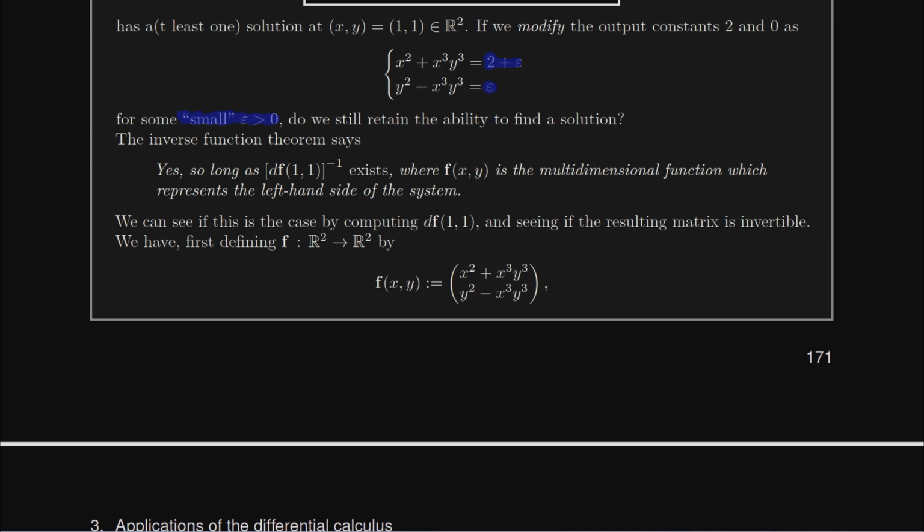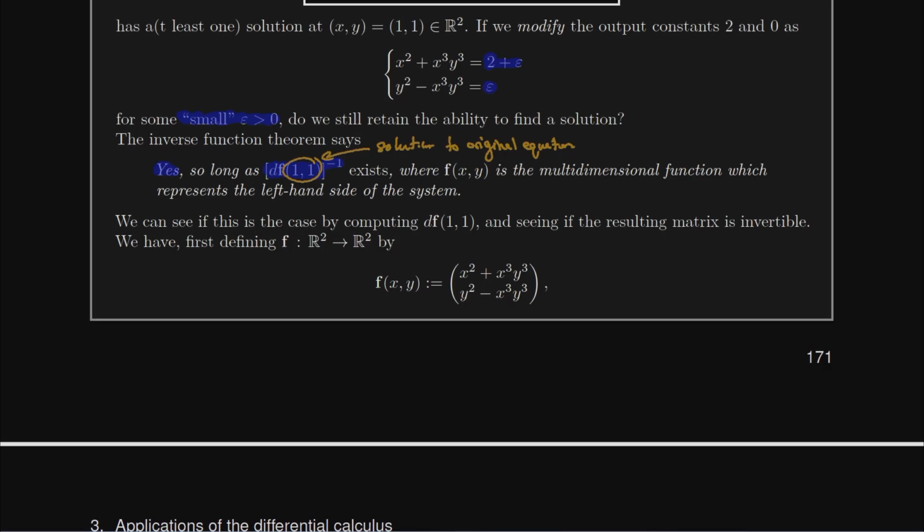The inverse function theorem is going to tell me that the answer is yes, so long as the total derivative evaluated at the solution I already know, the solution to the original equation without any epsilons on it, has an inverse. In other words, does the derivative at that point have an inverse matrix? If so, then the answer is yes.